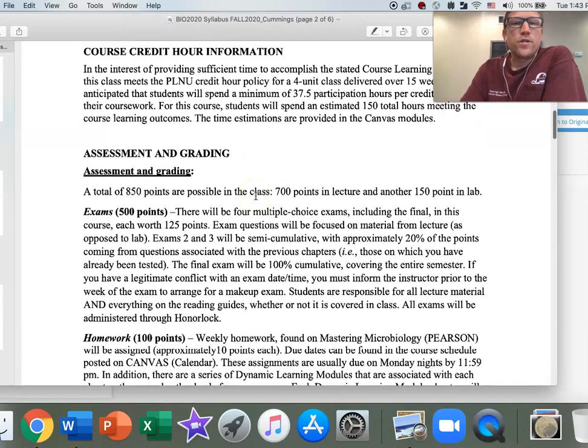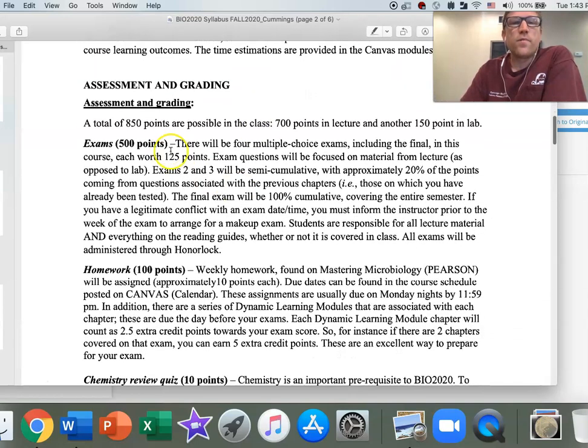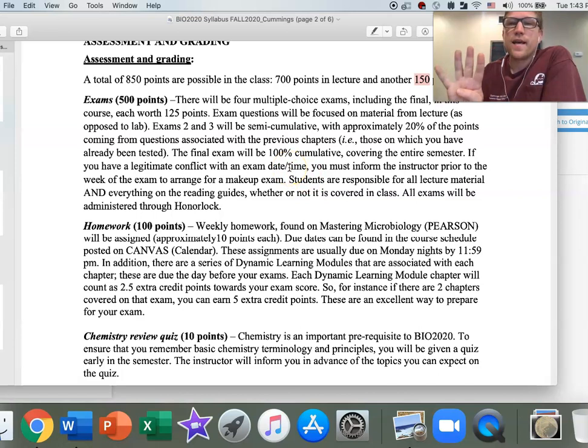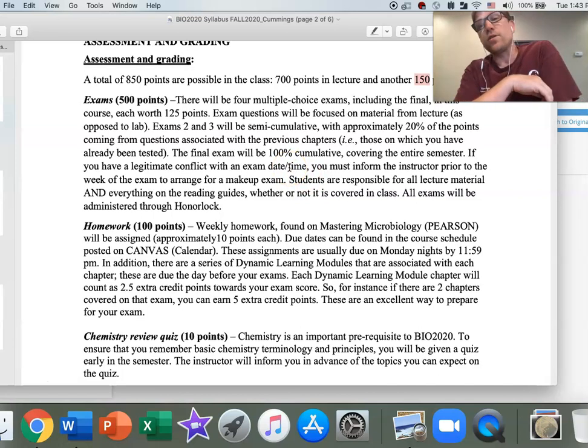Credit hour information, just so you know where all the hours are coming from. Okay, 850 total points. 700 will come from lecture. The rest will come from the lab activities. There's going to be 4 exams worth 125 points each, including the final. The final is just another exam worth 125 points.